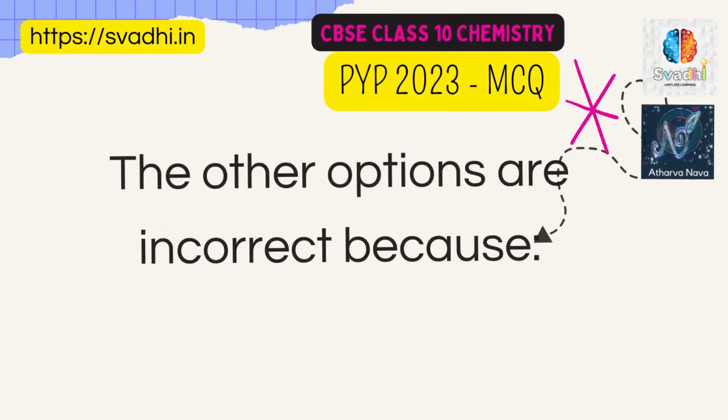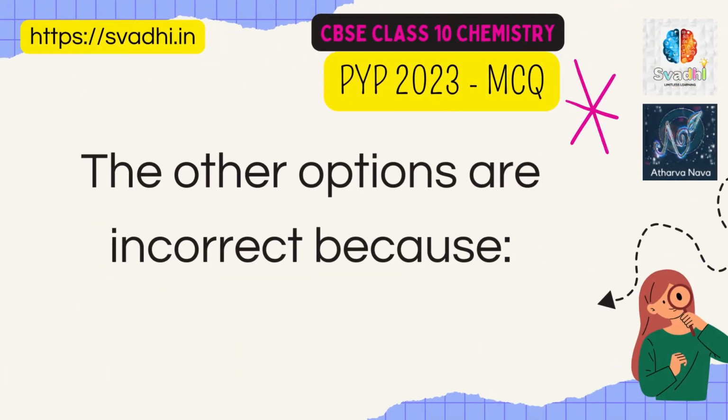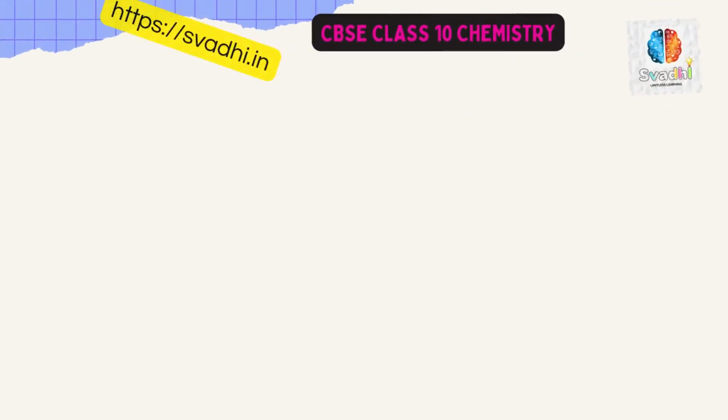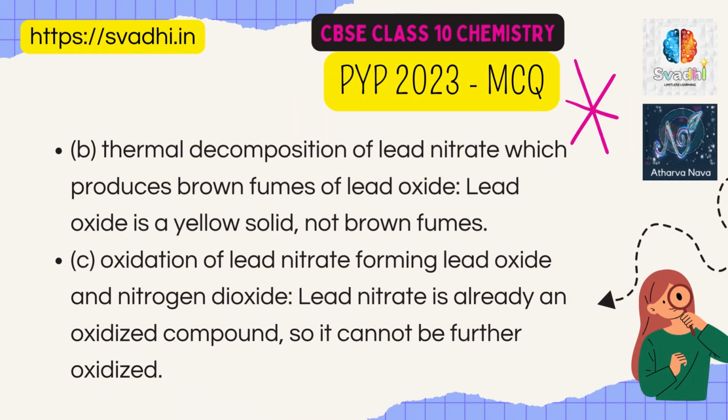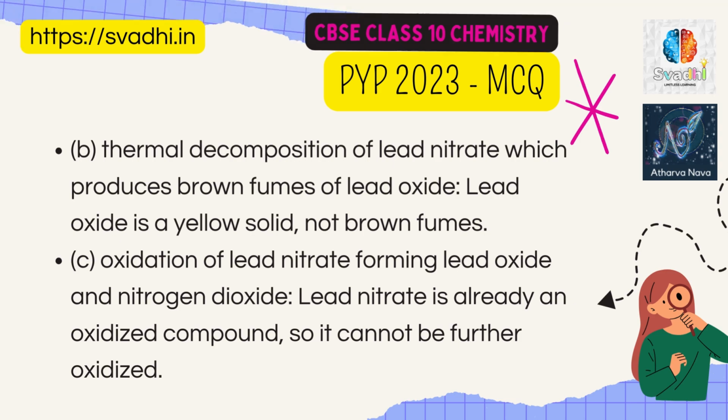The other options are incorrect because: B. Thermal decomposition of lead nitrate which produces brown fumes of lead oxide. Lead oxide is a yellow solid, not brown fumes. C. Oxidation of lead nitrate forming lead oxide and nitrogen dioxide. Lead nitrate is already an oxidized compound, so it cannot be further oxidized.